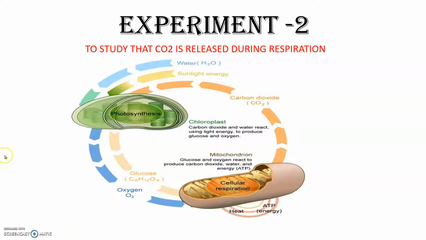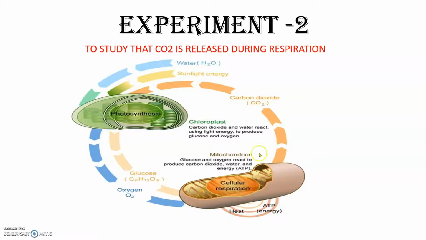We've already discussed the process of photosynthesis, that it takes place in the chloroplasts, in which water and carbon dioxide are used as raw material in the presence of sunlight to produce glucose and oxygen. All aerobic organisms, including humans and green plants, undergo aerobic respiration, in which glucose and oxygen are broken down to produce carbon dioxide, water, and energy in the mitochondria.